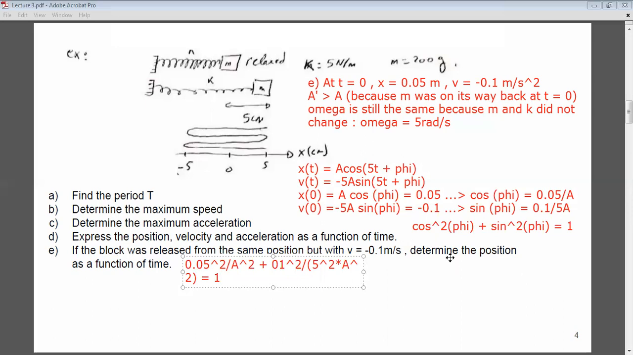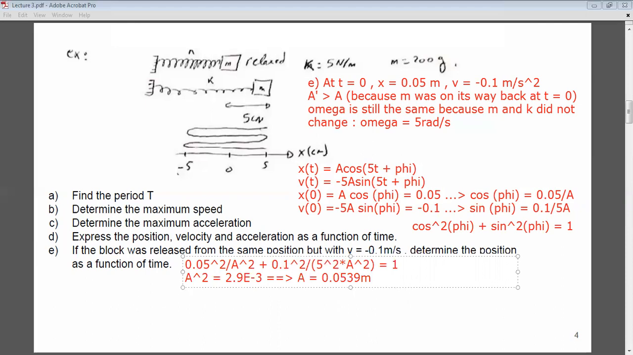You can take the A squared to the other side. So I get 0.05 squared over 1 plus 0.1 squared over 5 squared. And this gives me A squared equal 2.9 e to the minus 3, which implies A is equal to 0.0539. Okay, e to the minus 3 means times 10 to the power minus 3.